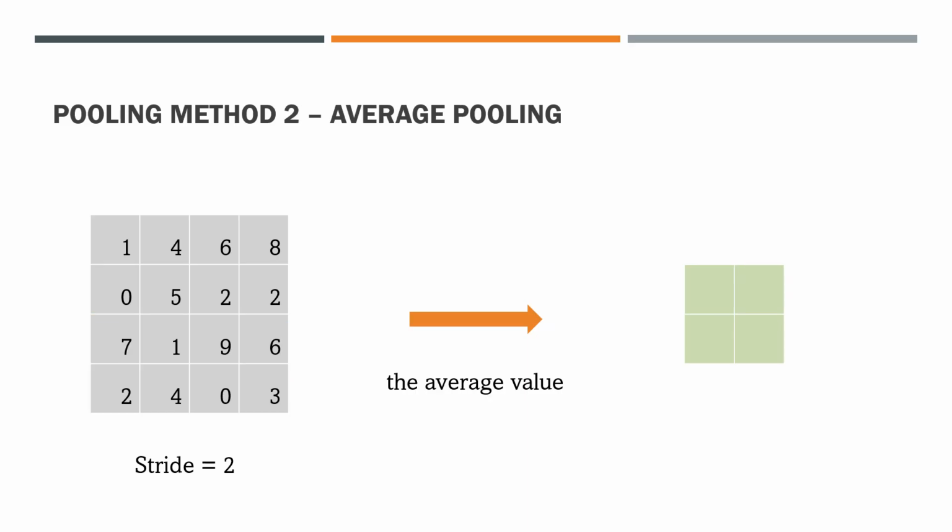The other one is average pooling. It slides in the same way, but instead of finding the max, it calculates the mean of all the values inside the filter area. These average values are then put into the new map.